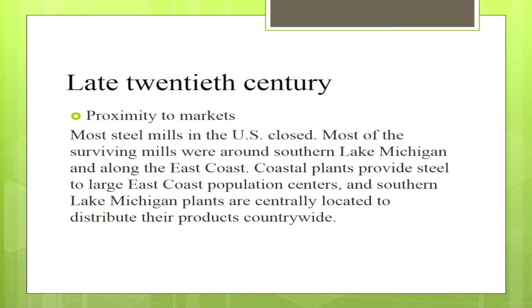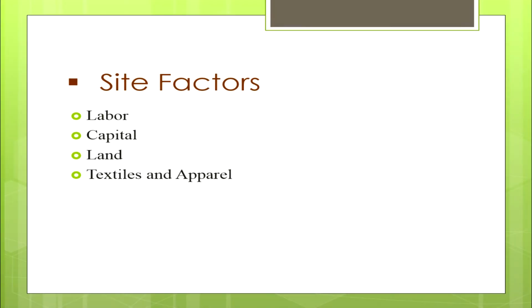Late 20th century, proximity to markets. Most steel mills in the U.S. closed. Most of the surviving mills were around southern Lake Michigan and along the East Coast. Coastal plants provide steel to large East Coast population centers, and southern Lake Michigan plants are currently located to distribute their products countrywide. Site factors: labor, capital, land, textiles, and apparel.